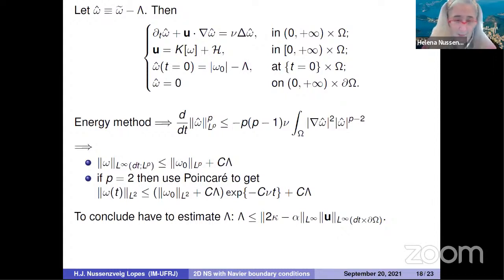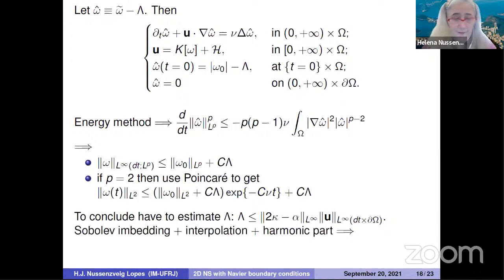So lambda is bounded by the L infinity norm of 2 kappa minus alpha times the L infinity norm of the velocity on the boundary. Now, from the Sobolev embedding, if omega is in L^p, then u is in W^{1,p}, and p greater than 2 means that u is a continuous function. Okay, and this is in the interior. Therefore, the L infinity norm of u on the boundary is bounded by the C0 norm on all of omega times time. Okay, but you can forget time at this point.